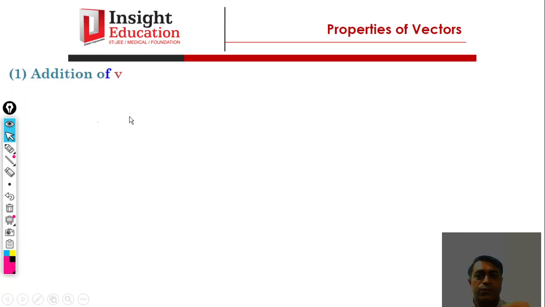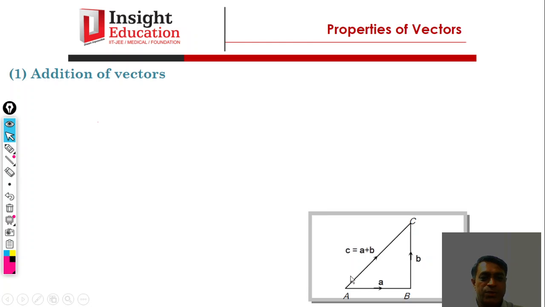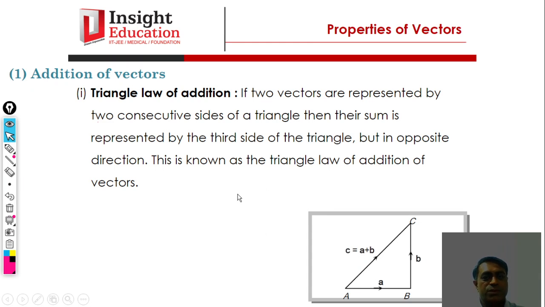Addition of vectors. Suppose there are two vectors, vector A and vector B. You can see vector A, B, and the second vector B, C. Addition of two vectors, you know it very well. Add vector B to vector A, and that gives vector C. Vector C is equal to A plus B. This is the triangular law of vector addition.